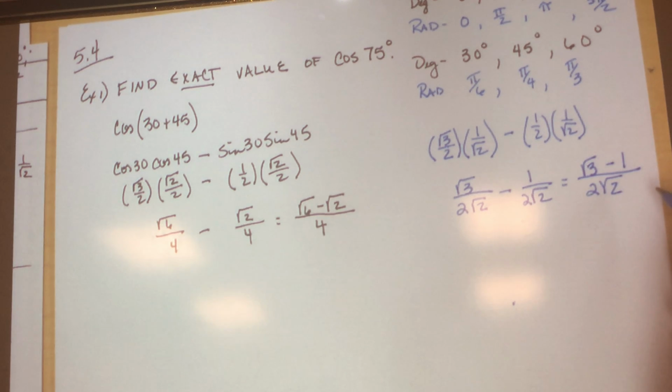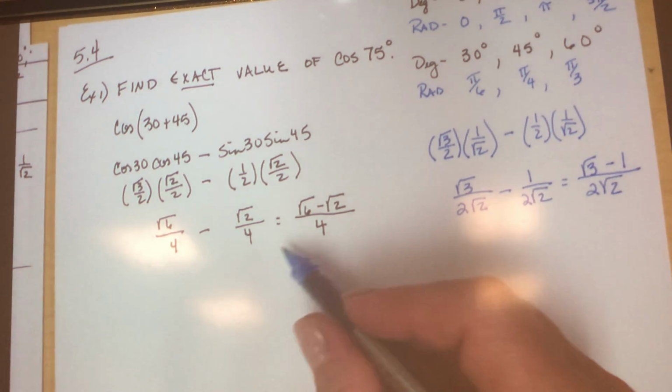If you wanted to rationalize it, which means get rid of the radical in the denominator, you would multiply the bottom by the square root of 2. What's the square root of 2 times square root of 2? 2. What's 2 times 2, this 2 out here? Four. So there's my 4 on the bottom.